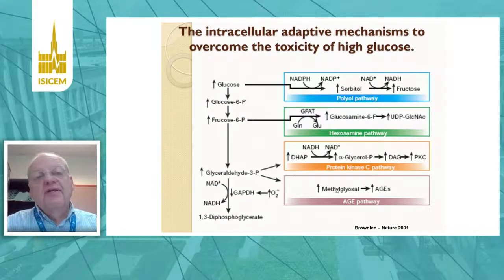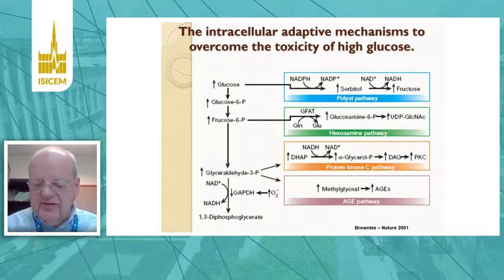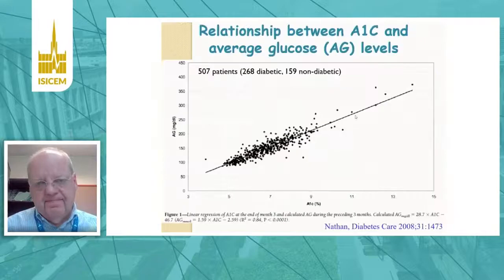It's probably related to the intracellular adaptive mechanisms that the cells develop to overcome or neutralize the toxicity of high glucose, including the advanced glycation end products and other intracellular pathways that are activated by the chronic high glucose concentrations in the cytosol.